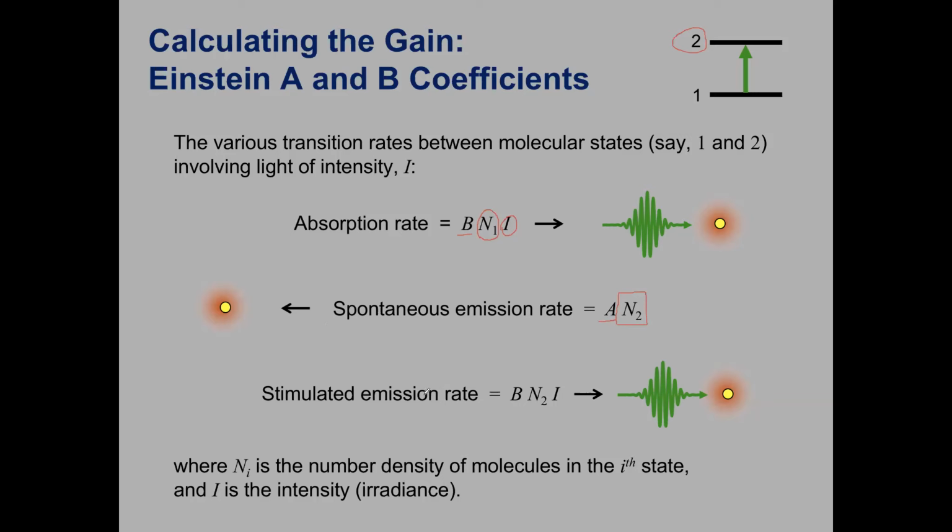So the stimulated emission rate is also proportional to the intensity I and the number of atoms in the higher energy level. However, the key thing to notice here is that the constant of proportionality is the same as for absorption. I'm not going to get into why, because that's a very high level quantum mechanics calculation, way beyond the scope of this course.